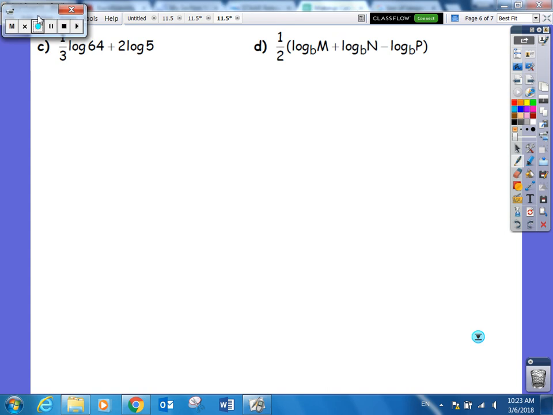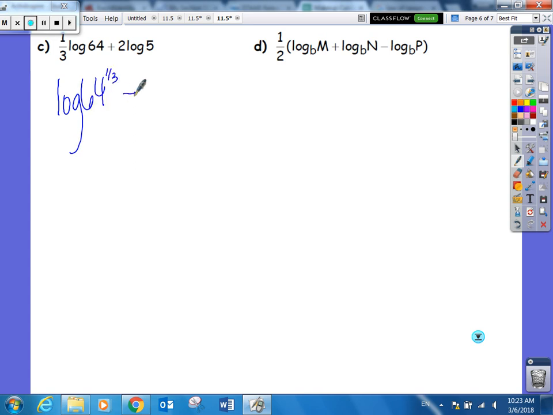All right, 1/3 log 64, 2 log 5. So log 64 to the 1/3 plus log 5 squared. We can do both of those. We can evaluate 64 to the 1/3. 1/2 is the square root. Raised to the 1/3 is the cube root. Raised to the 1/4 is the 4th root. The 1/5 is the 5th root, and so forth.